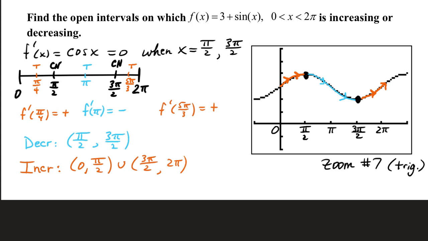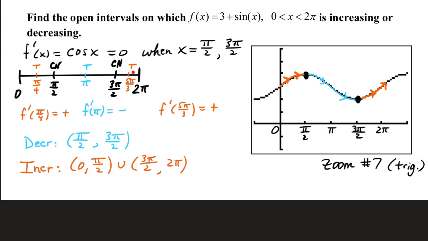Testing between the critical numbers, between 90 and 270, one of you guys gave me pi. Cosine of pi is -1. All we need to know is that it's negative. So between our critical numbers, we know that the function is decreasing.